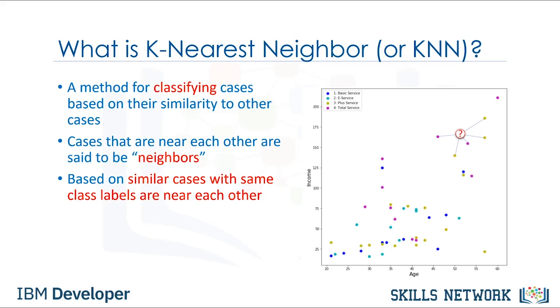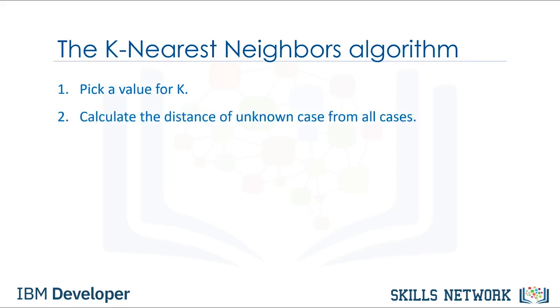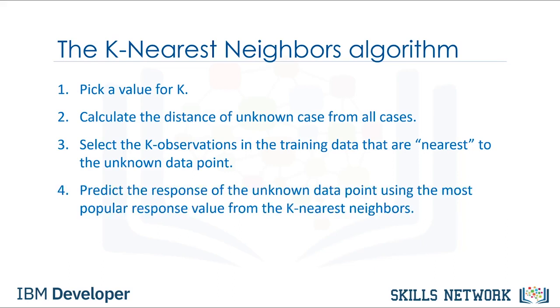Now, let's see how the K-Nearest Neighbours algorithm actually works. In a classification problem, the K-Nearest Neighbours algorithm works as follows. 1. Pick a value for k. 2. Calculate the distance from the new case hold out from each of the cases in the dataset. 3. Search for the k observations in the training data that are nearest to the measurements of the unknown data point. And 4. Predict the response of the unknown data point using the most popular response value from the K-Nearest Neighbours.